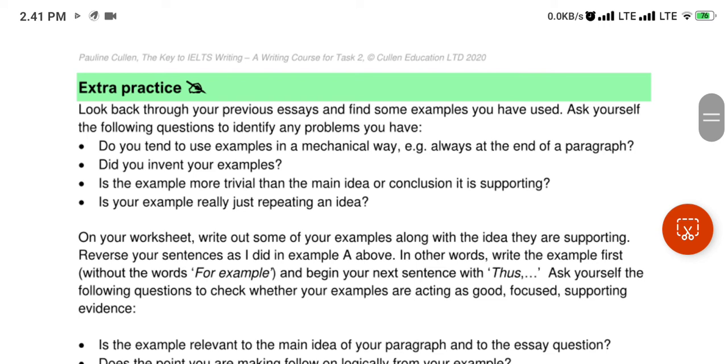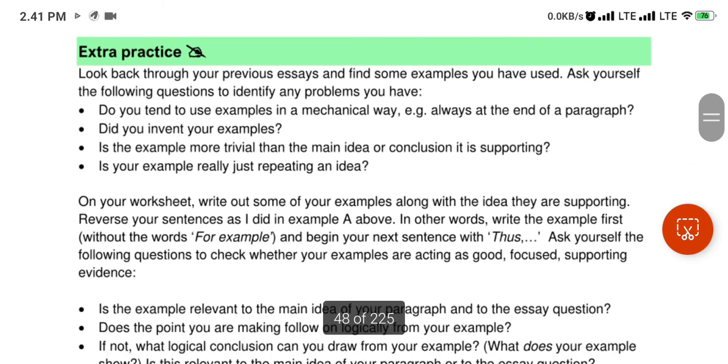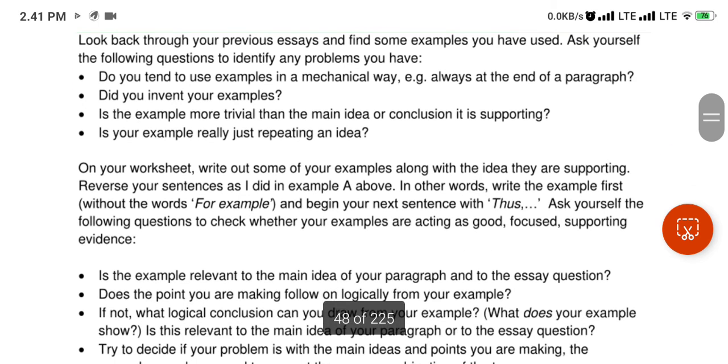Do you tend to use examples in a mechanical way? Is the example always at the end of the paragraph? Did you invent your examples? Is the example more trivial than the main idea or conclusion it is supporting? Is your example really just repeating an idea? So on your worksheet, write out some of your examples along with the idea that they are supporting.